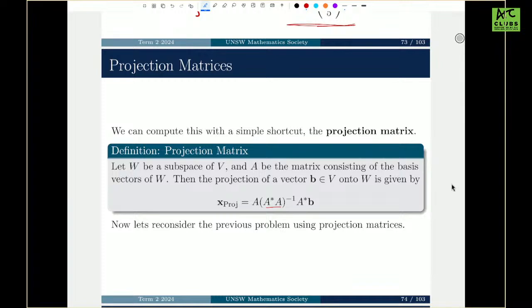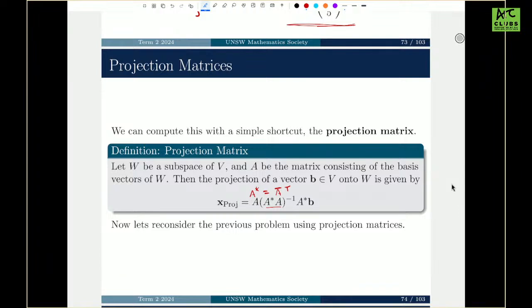So A star, again, I'll clarify what this is. We take A, we conjugate it, and we transpose it. So this is like the adjoint matrix. We transpose the matrix and conjugate all the terms, which only matters if it's a complex matrix. Otherwise, we're just really transposing it, and conjugating does nothing because they're all real numbers. If we work out what this is, then we can instantly get the projection. This is a bunch of matrix multiplication.